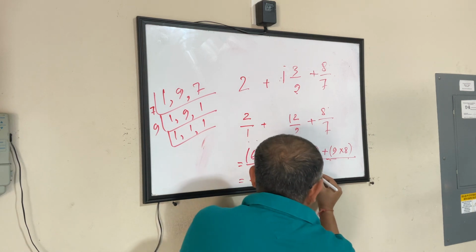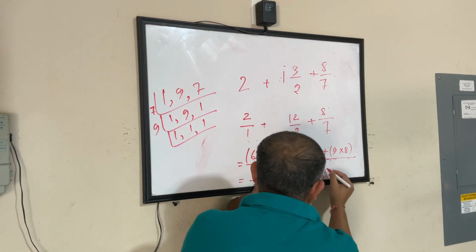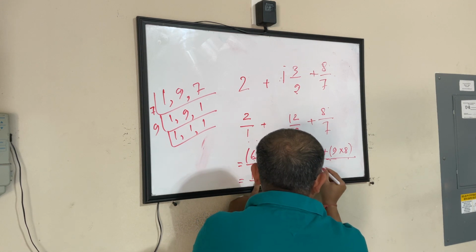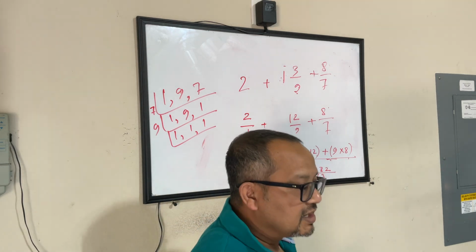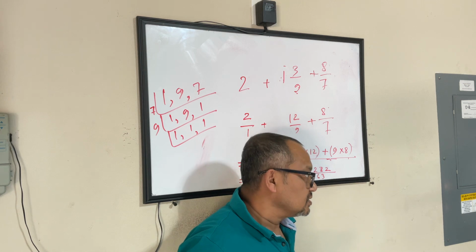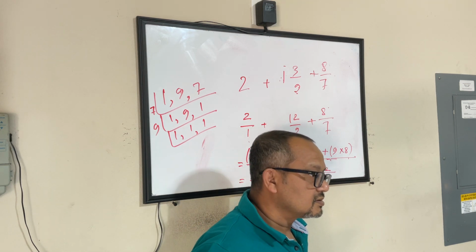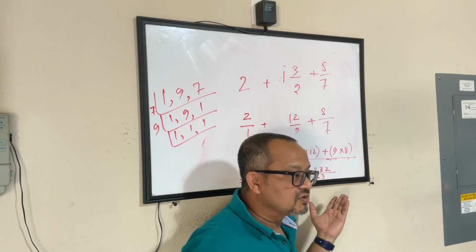Now this became 63 here. 2 plus 4 is 6, plus 6 is 12. 1 plus 7 is 8, plus 8 is 16, plus 2 is 18. 1 plus 1 is 2. 282 by 63. Done. This is my answer for now. What did we do? Why can't we turn it into a mixed fraction again? If you want to, nobody is stopping you from doing that.